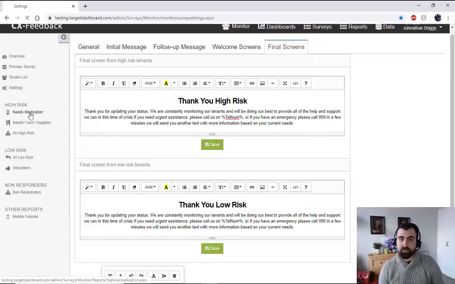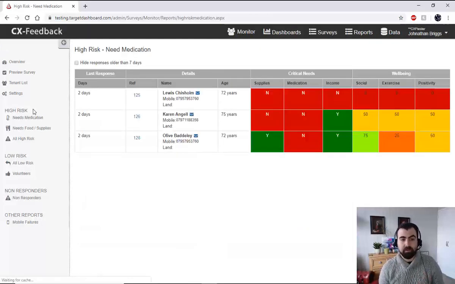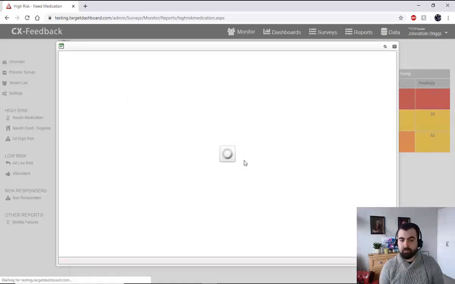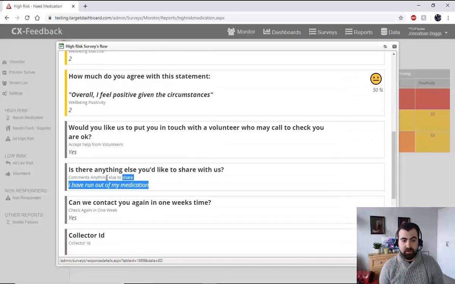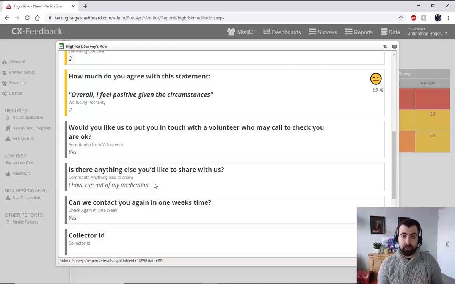So once our responses start coming in, we can start breaking them down into the different lists. We've got things like high-risk tenants who need medication, who need food and supplies, or all high-risk tenants, and we can click into their individual surveys. You know, if Karen Angle here, she's got no supplies and no medication, we might want to give her a call, or we might want to see maybe what she said in the comments questions. She said, I've run out of my medication. That's the sort of thing we would want to know and want to be able to help with.